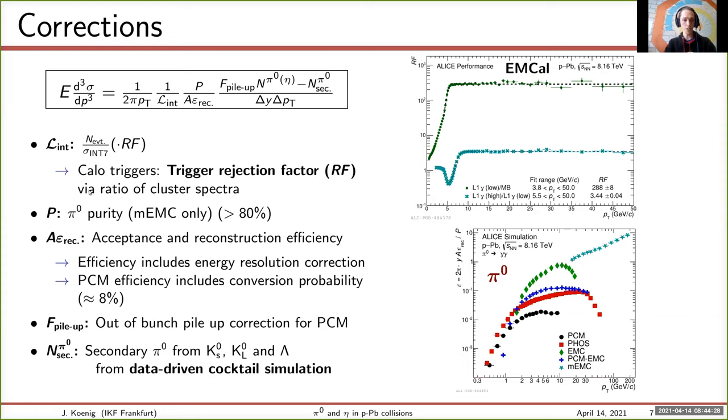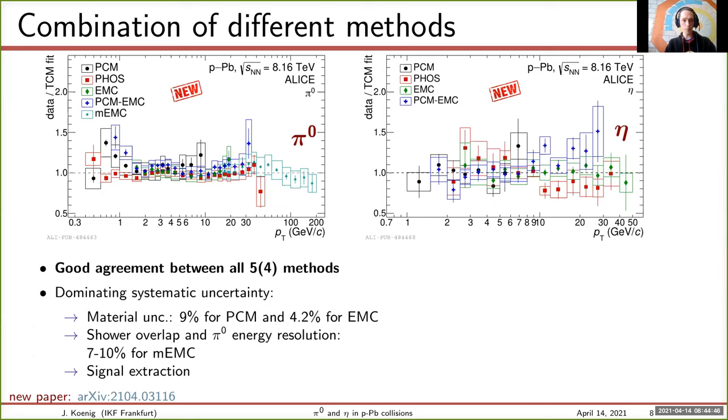And then we apply a standard purity, acceptance, and reconstruction efficiency correction, as well as a pileup correction for the PCM method. And of course, for the pi zeros, we apply a secondary correction, which is based on an iterative cocktail simulation. So now that we have the invariant cross section for each method, they are shown here compared to a combined TCM fit. And as you can see, the methods are in pretty good agreement.